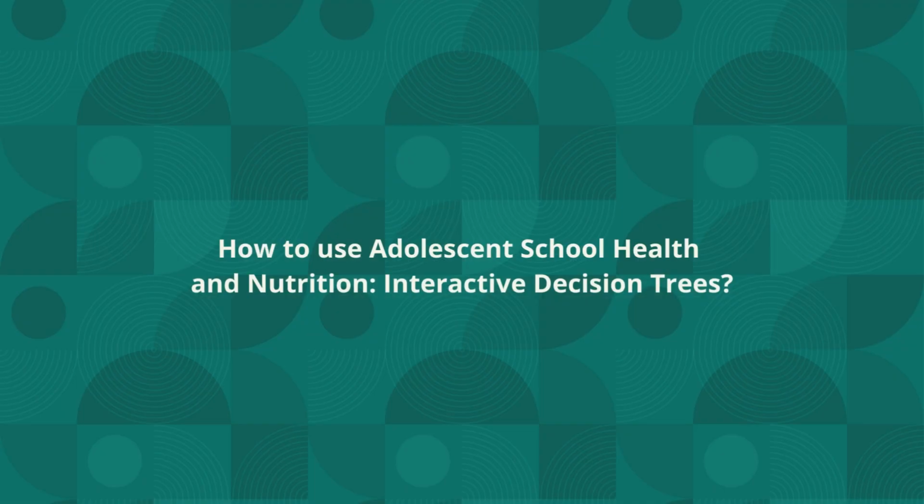Now, by using a hypothetical scenario, we will illustrate how to best use these interactive decision trees to guide the development and expansion of adolescent school health and nutrition programs tailored to a country's needs in 4 key areas: policies, interventions, implementation, and financing, coupled with monitoring and evaluation activities, which are cross-cutting and thus integrated into each of these 4 areas. Let's get started.